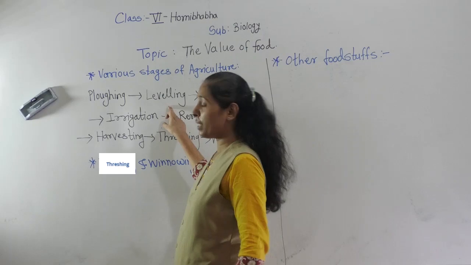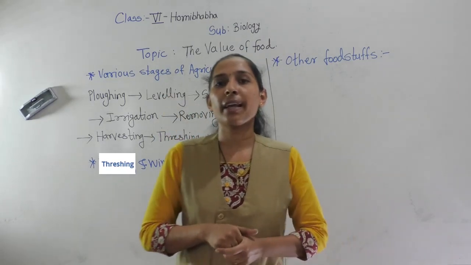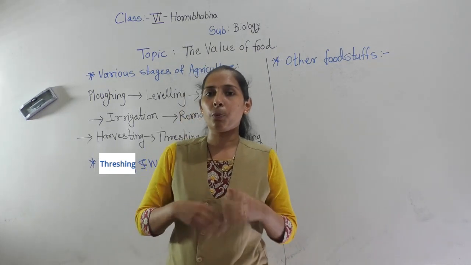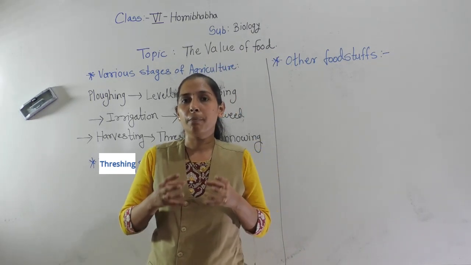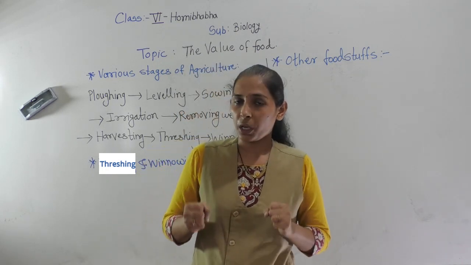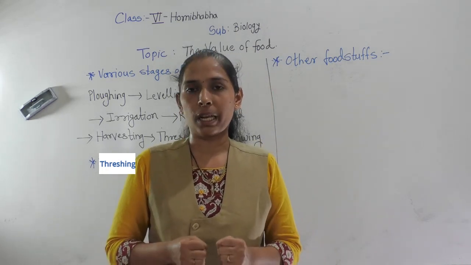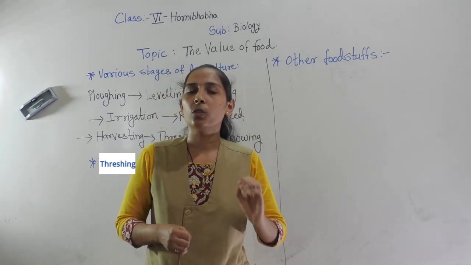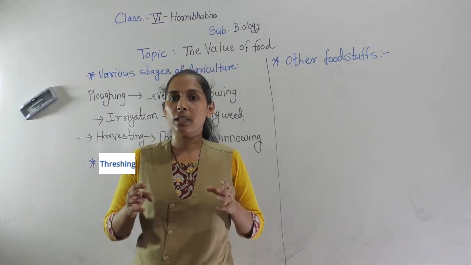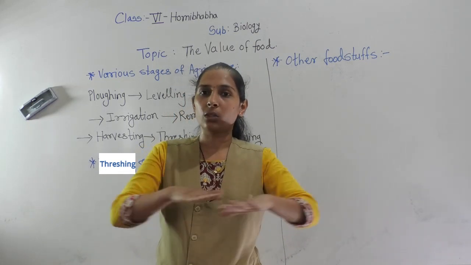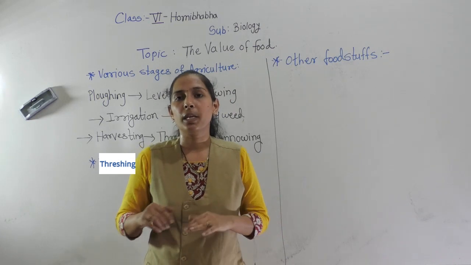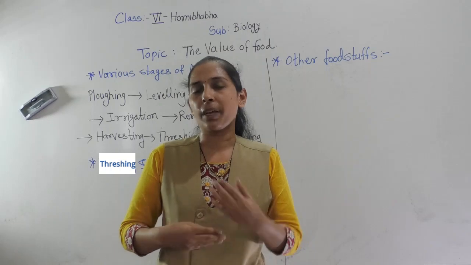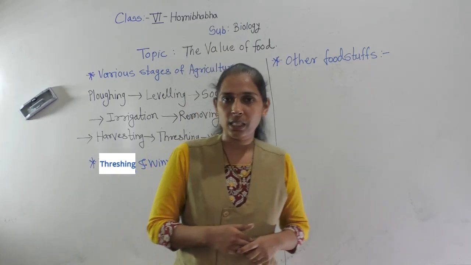After plowing comes leveling. Why is leveling necessary? Because of plowing, big pieces of soil are formed, which are called lumps of soil. In the lumps of soil, the farmers cannot sow the seeds. It is necessary to crush those lumps and keep the soil at a proper level. Once the soil is properly leveled, it is very easy to sow the seeds.